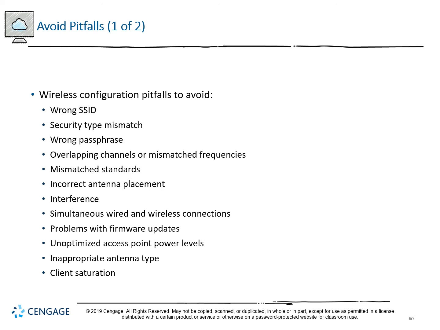Incorrect antenna placement, interference, simultaneous wired and wireless connections. That's usually where somebody's done a poor job of setting static IPs. Problems with firmware updates or compromised firmware. If somebody's accidentally downloaded a virus or malware version of a particular firmware, that's usually no good. Unoptimized access point power levels, that can cause voltage spikes. Inappropriate antenna types, and then of course client saturation. That's probably one of the easiest ones to hear about. You just got too many people connected to one access point.